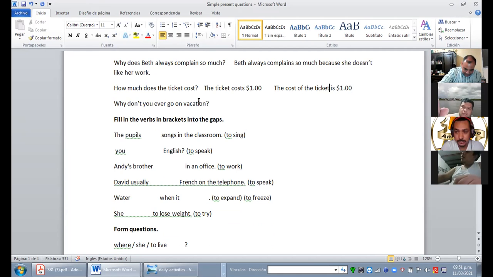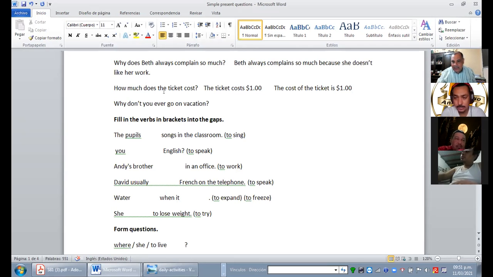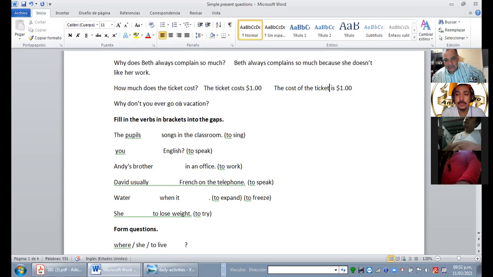Y en el caso de esta pregunta, podemos decir así como la pregunta anterior, solo $1. Comunicativamente está bien. Acuérdese que nosotros esto lo estamos haciendo para practicar. Pero cuando me dicen, how much does the ticket cost? $1. Eso es práctico. Además, así es como se contesta. Pero para practicar vamos a decir todo: the ticket costs $1.